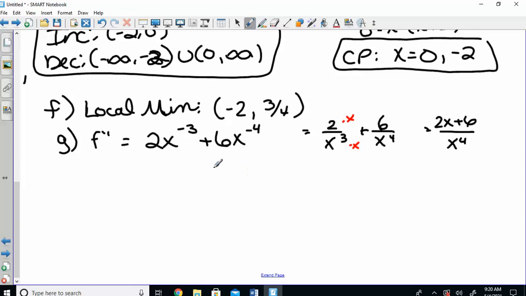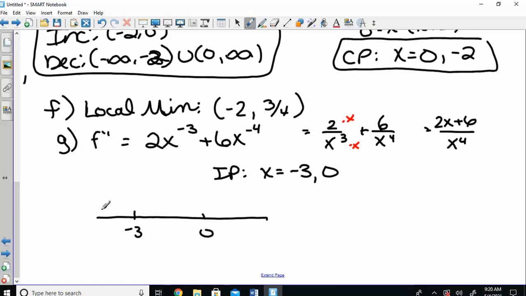If I'm looking at it that way, the inflection points, what makes the top 0? Negative 3. What makes the bottom 0? 0. So we'll get them either way. If we check our concavity, plug them into our second derivative. If we put in negative 4, negative over positive is negative. Negative 1, positive over positive. 1 is positive over positive. So you are concave down from negative infinity to negative 3.